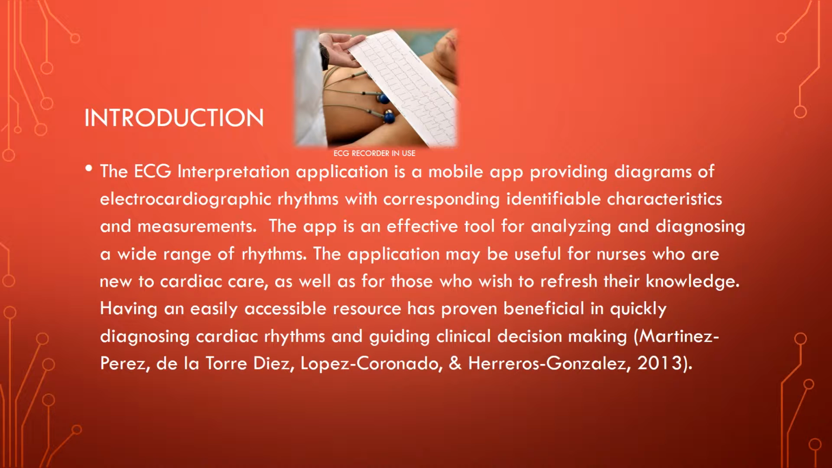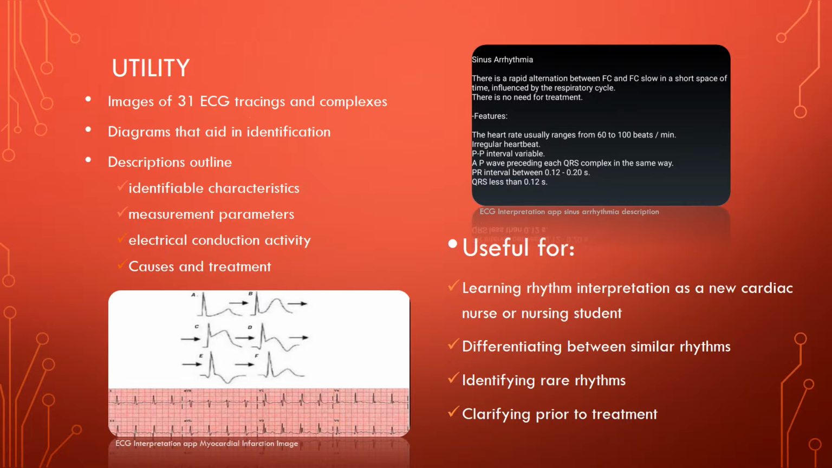The ECG interpretation application is a mobile app providing diagrams of electrocardiographic rhythms with corresponding identifiable characteristics and measurements. The app is an effective tool for analyzing and diagnosing a wide range of rhythms. The application may be useful for nurses who are new to cardiac care, as well as for those who wish to refresh their knowledge. Having an easily accessible resource has proven beneficial in quickly diagnosing cardiac rhythms and guiding clinical decision-making. The ECG interpretation application can be found for free on the Google Play Store.